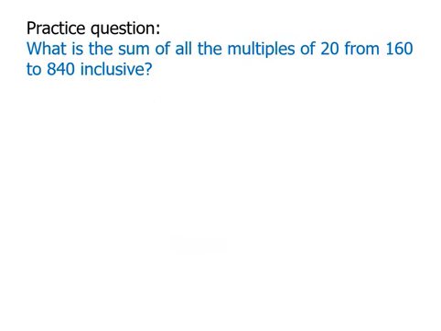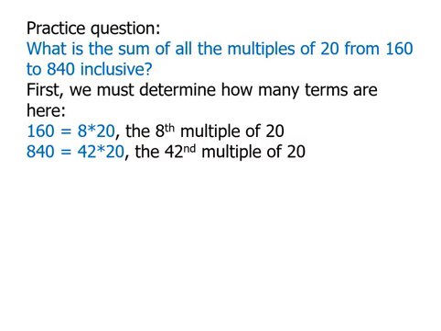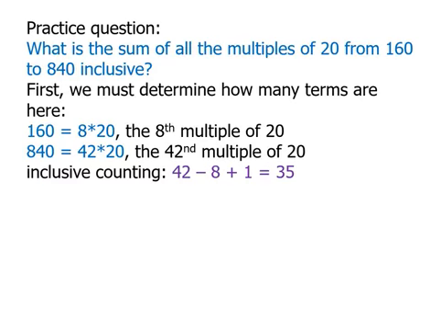Now we can go back to the practice question we had at the beginning. Pause the video and see if you can figure this out for yourself, and then we'll talk about it. Okay, we have to determine how many terms there are. So 160, that's 8 times 20. 840 is 42 times 20. So we're going from the 8th multiple to the 42nd multiple. And so how many terms? We have to use inclusive counting here. So inclusive counting, 42 minus 8 plus 1 is 35. So that's the number of terms.